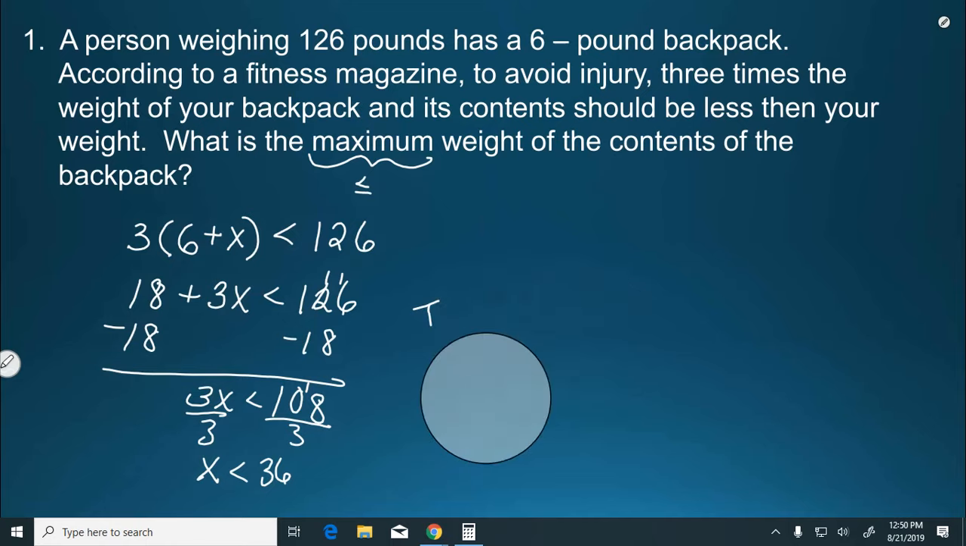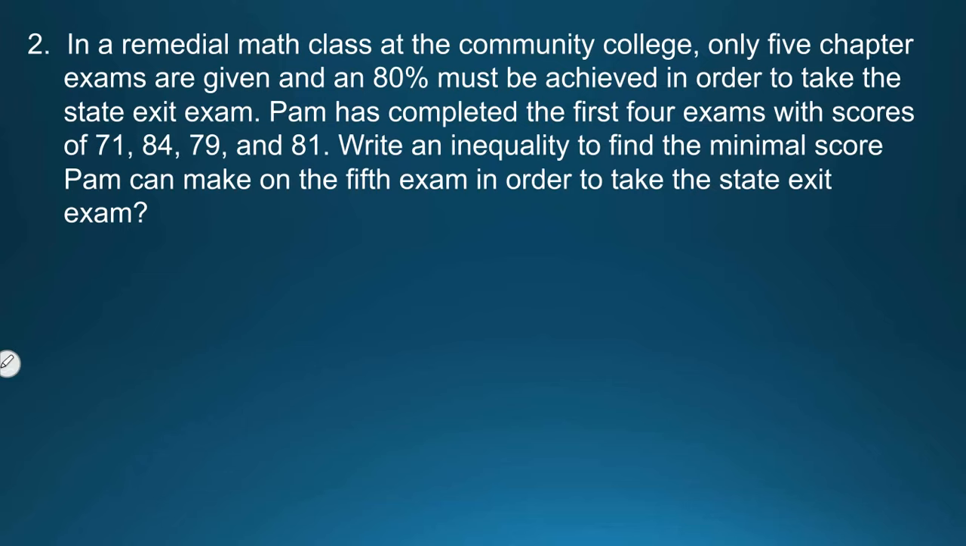Number 2. In a remedial math class at the community college, only 5 chapter exams are given and an 80% must be achieved in order to take the state exit exam. Pam has completed the first 4 exams with scores of 71, 84, 79, and 81. Write an inequality to find the minimal score Pam can make on the 5th exam in order to take the state exit exam. Minimum means greater than or equal to, because that's going to be the smallest amount.